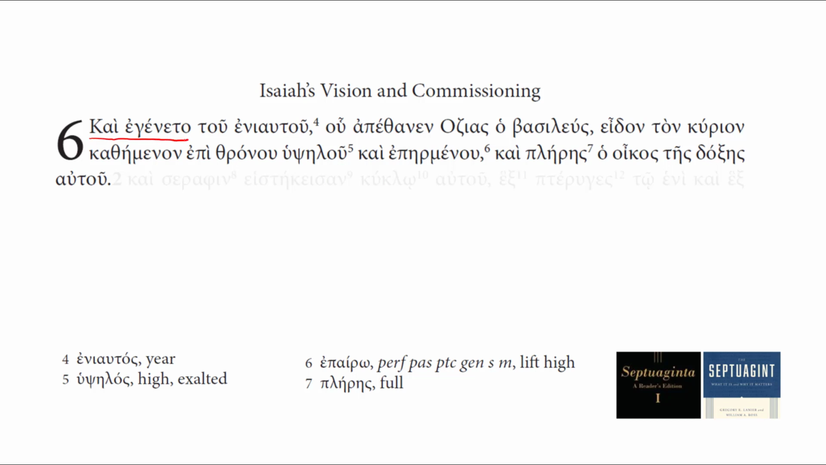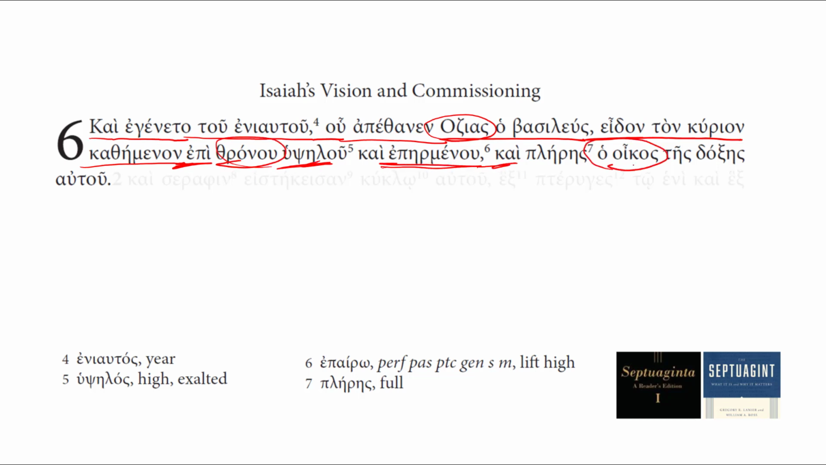And it came about, and it happened, in the year that Ozias the king died, something happened. I saw the Lord seated on a high and elevated throne, and the house was full of his glory. Now I want to look at just 3 of the grammatical features in this verse today.